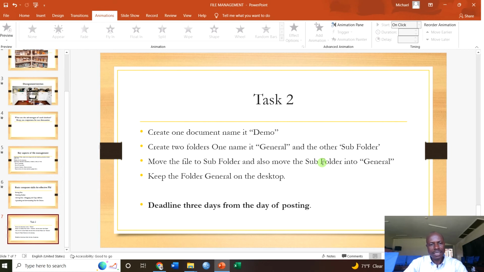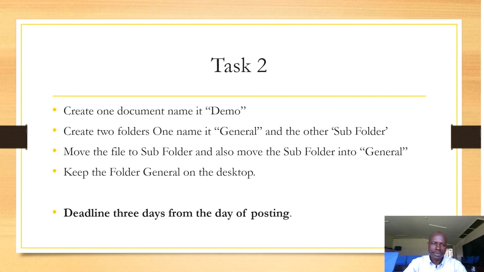Then, based on this demo, I want us to perform this task. 1. Create a document. Name it demo. 2. Create 2 folders. One, you name it general, and the other one, you call it subfolder. Next, you move the file you've created to subfolder, and also move the subfolder into the general. Keep the folder general on the desktop.